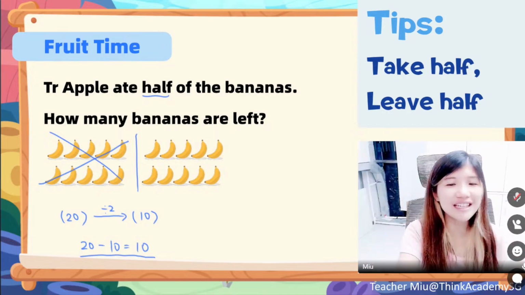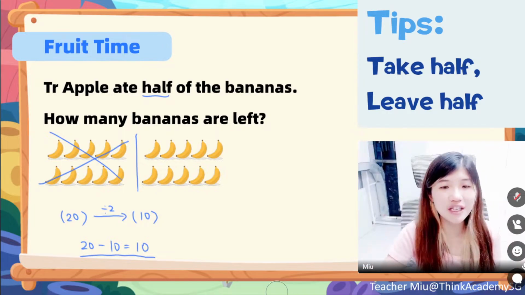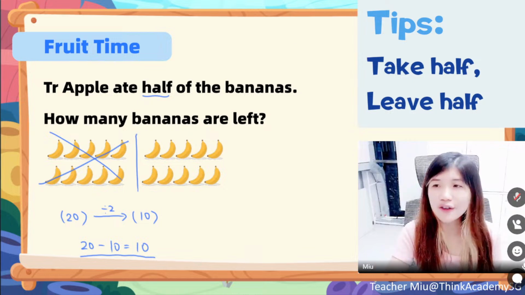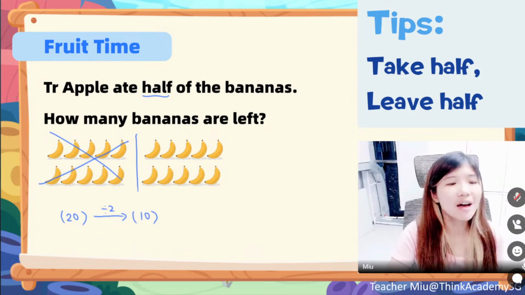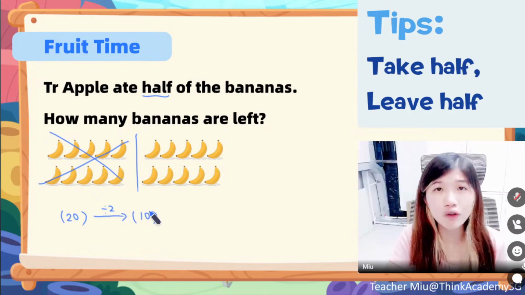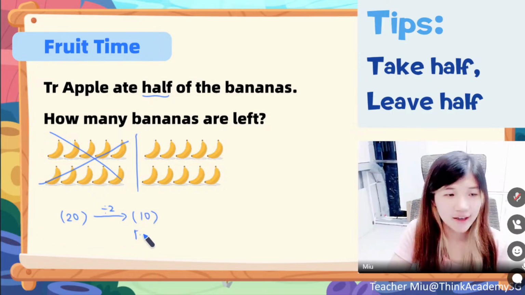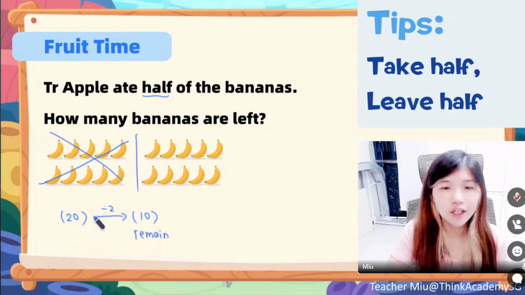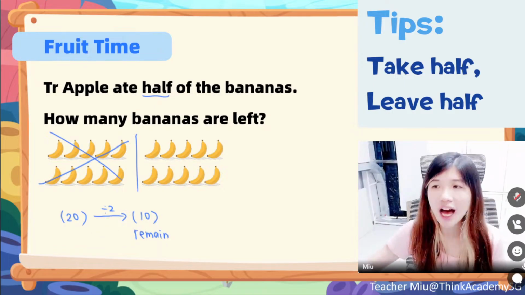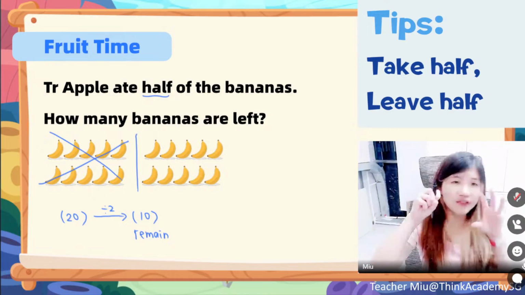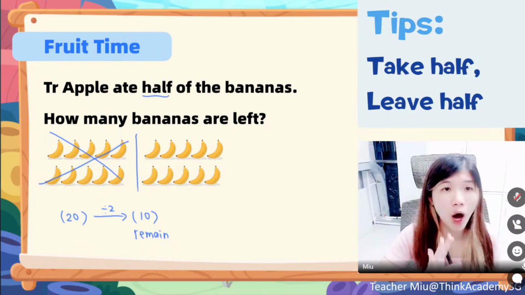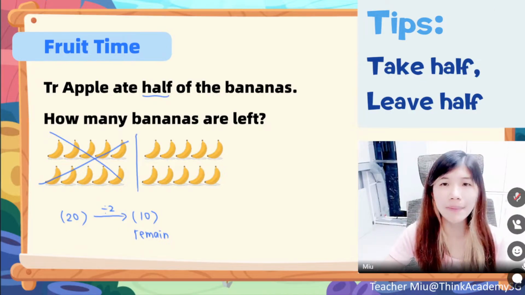So in the train diagram, first thing first, you need to notice the bracket shows you the leftover, what's remaining, right? And the second thing is what you need to remember. You take half, you will leave the other half. When you take half, you leave the other half, then you don't need to do the minus anymore. This is one key you need to remember.